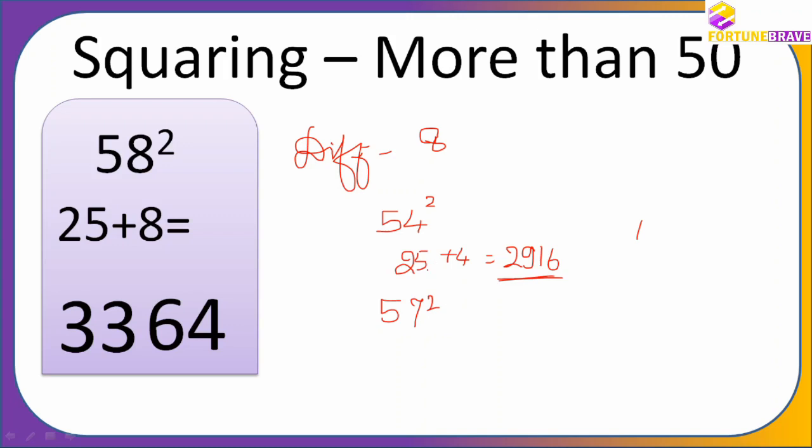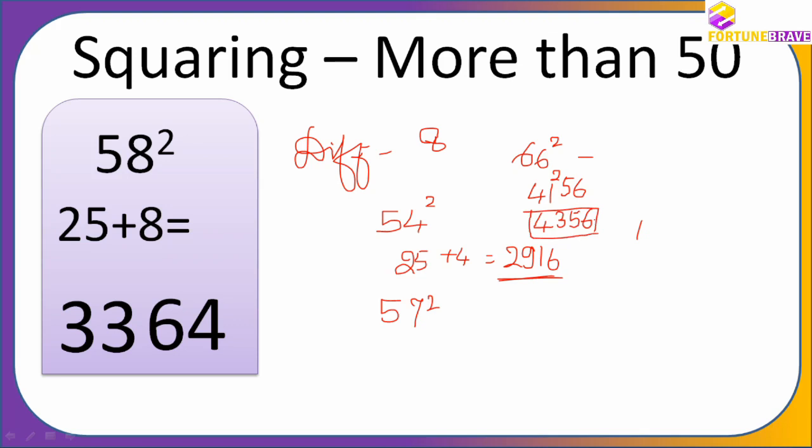Very simple. Now I told you I'll take you up to 75. So I'm going to do 66 square. So 66 square means it is 16 more. So add 25 to 16, or 16 to 25, it doesn't matter. How much will it be? 41. Now 16 square is how much? 16 square is 256. So this should be 4356. Is that right? 4356 is the square of 66.